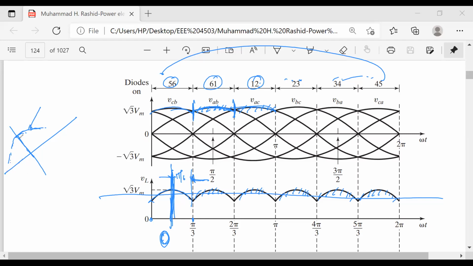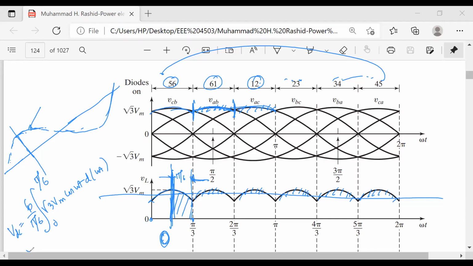If it is a sine wave, what will be the equation? Cosine or sine? Cosine. So we have to find out root 3 Vm cosine of omega t d of omega t. Then you integrate this part, integrate 0 to pi by 6, then divide by pi by 6. And your VDC, you multiply it by 6. That will be your total voltage. You understand it or not?